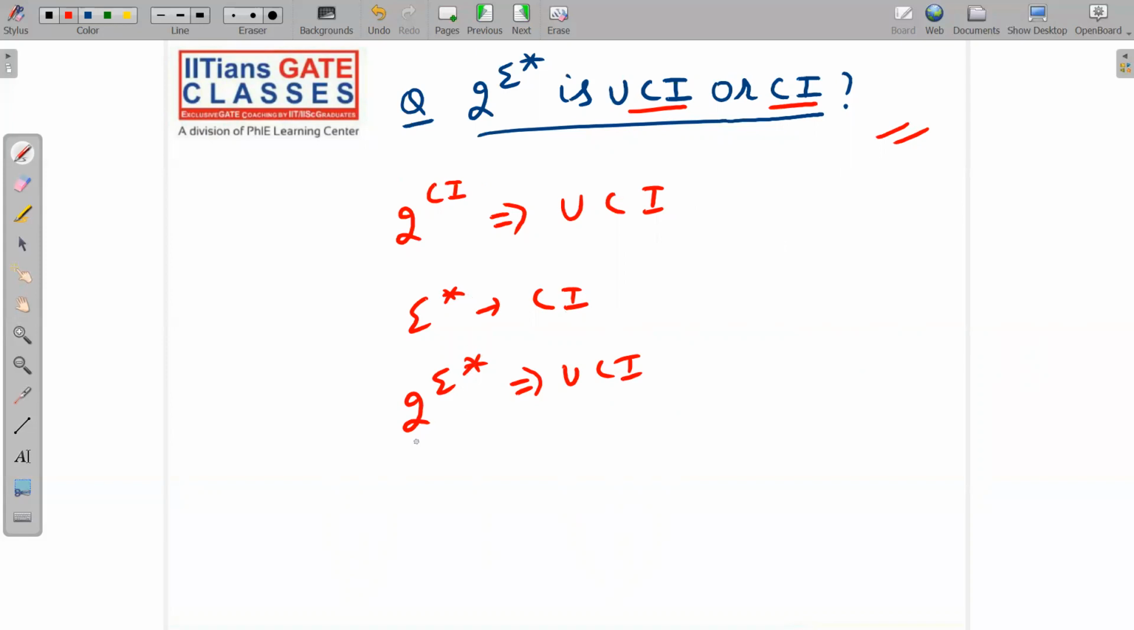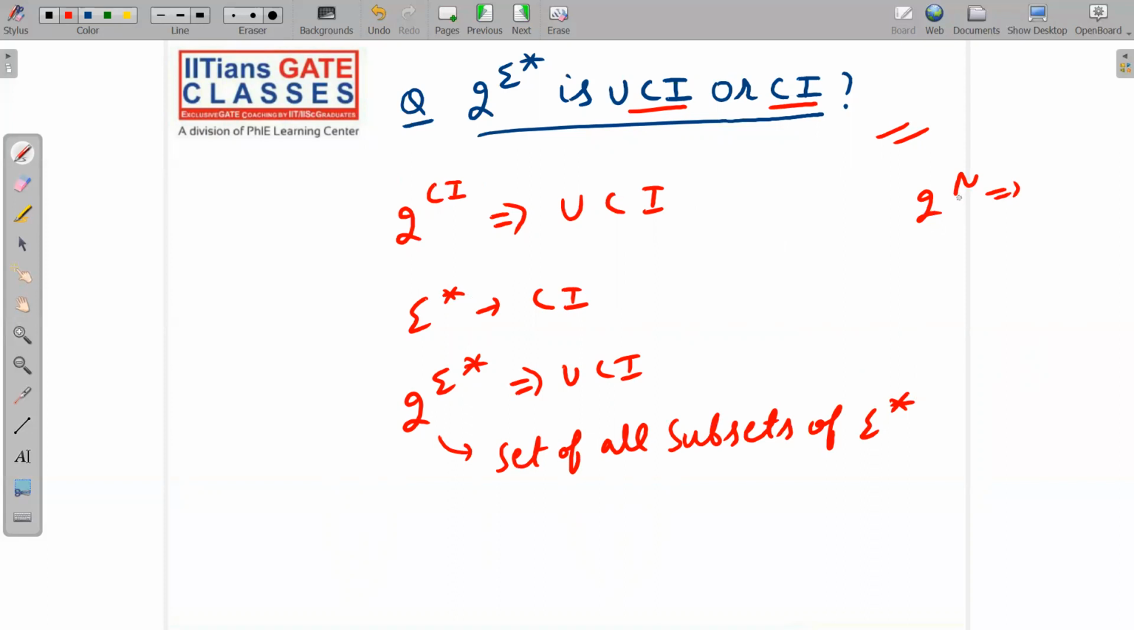Now, what exactly is 2 power sigma star? 2 power sigma star is the set of all subsets of sigma star. See here carefully: 2 power N was what? The set of all subsets of the natural numbers. So 2 power sigma star will be what?